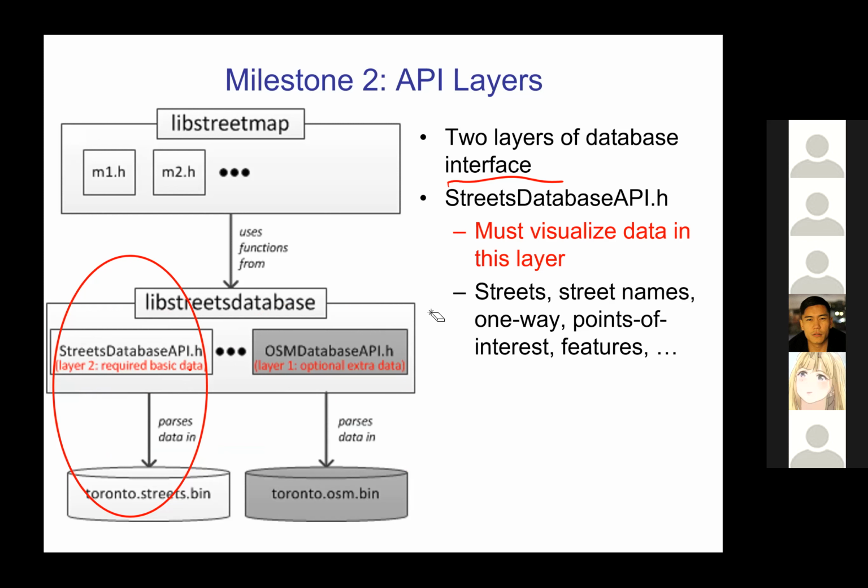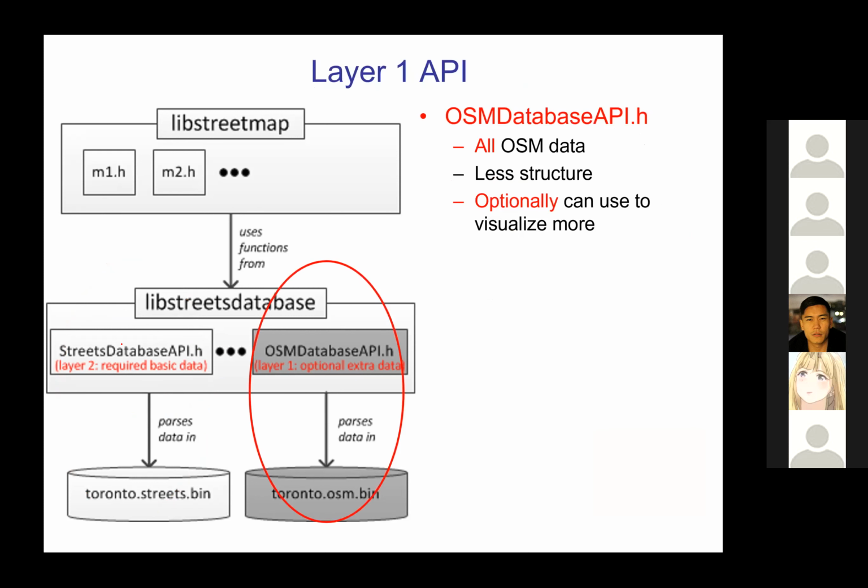Okay, so for Milestone 2, you have to use the data in the Streets Database API, and you're pretty much going to use all of it. You're going to visualize streets, show their names, and show somehow whether they're one way or not. You're going to show us points of interest like Tim Hortons and gas stations, and features like parks and buildings and so on. So you're going to make use of pretty much all the data there. And the good news is for Milestone 1, you basically know how to access that data. Okay, so what about this other one, OSMDatabaseAPI.h?